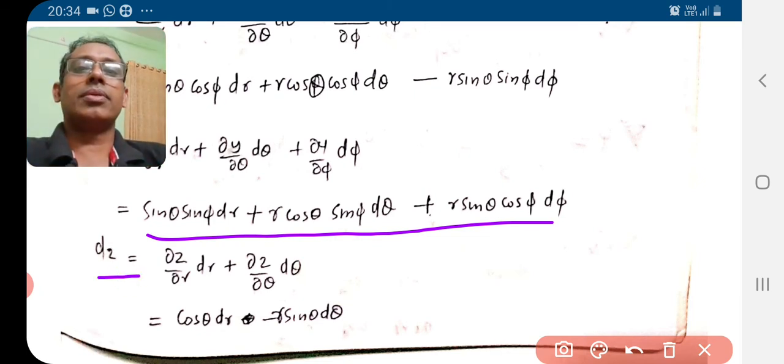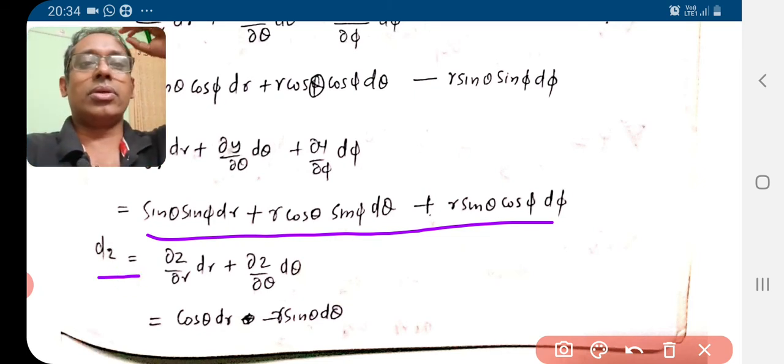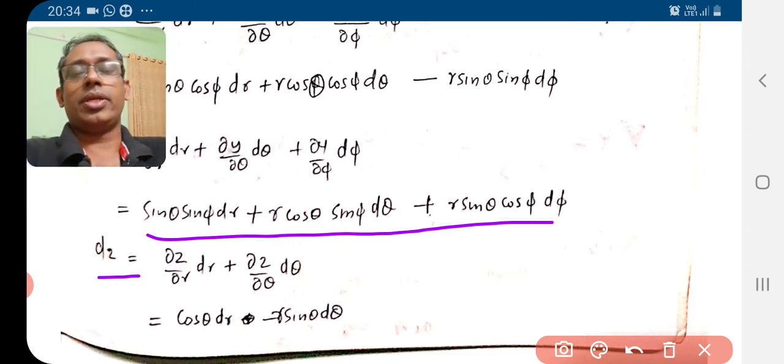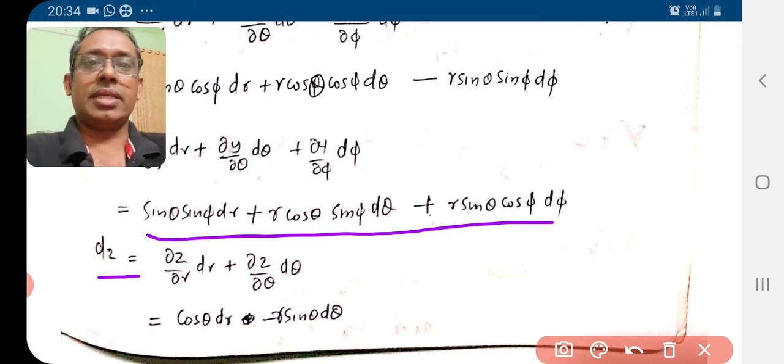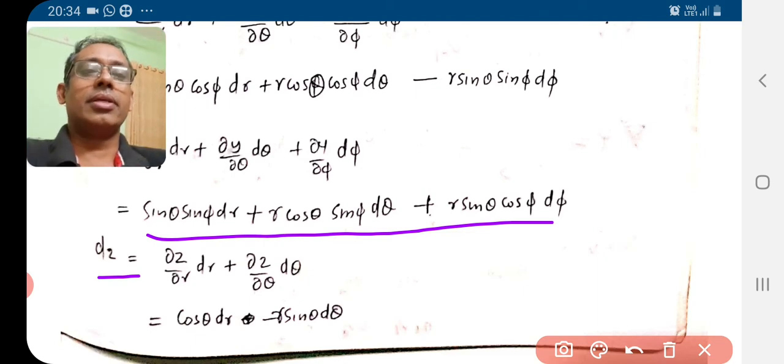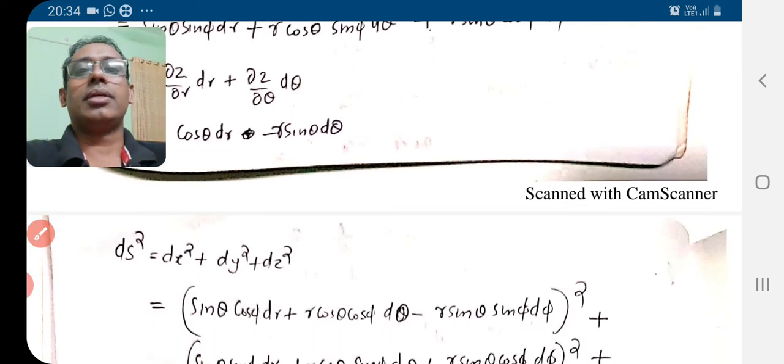And ∂z/∂r, ∂z/∂θ, ∂z/∂φ we need not take, because it is not a function of φ. So dz is given by cos θ dr minus r sin θ dθ.